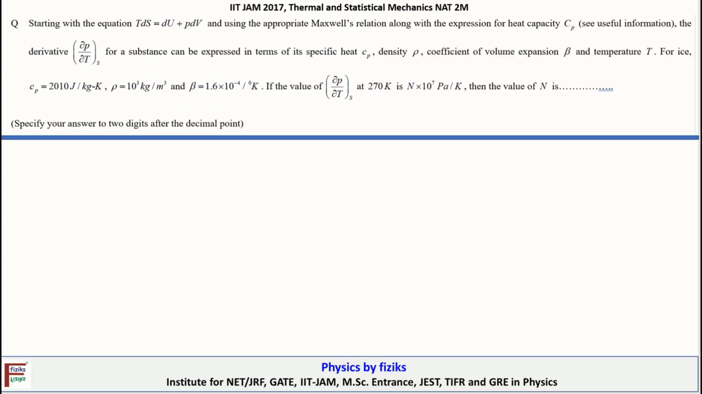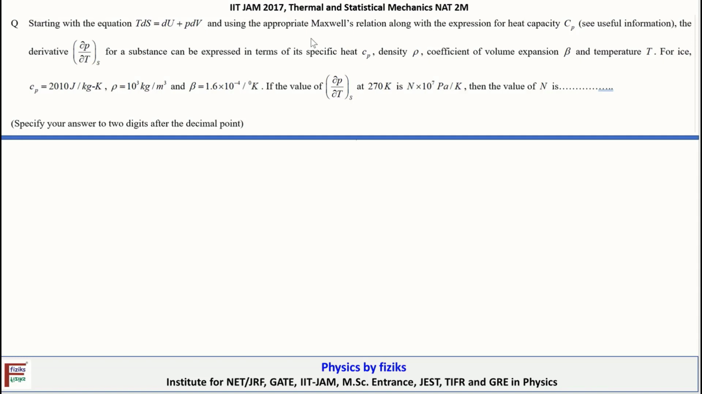It's a NAT type question. The statement is: starting with the equation TdS is equal to dU plus PdV and using the appropriate Maxwell relation along with the expression for the heat capacity, the derivative dP by dT at fixed entropy for the substance can be expressed in terms of specific heat, density, coefficient of volume expansion that is beta, and temperature T. For ice, the values of certain parameters are given to us. Now we have to evaluate the value of dP by dT at constant enthalpy. So let's take a look at the equation that is given to us and then try to solve this problem.